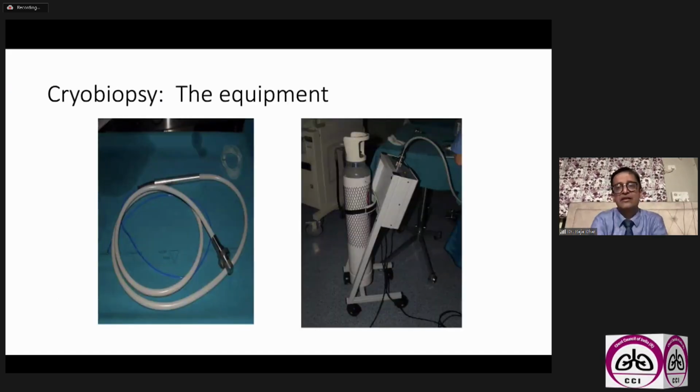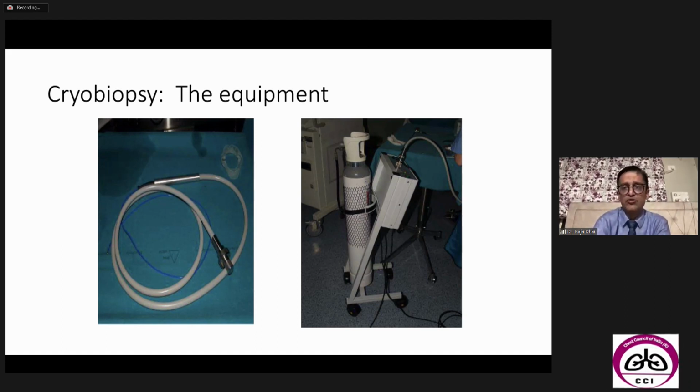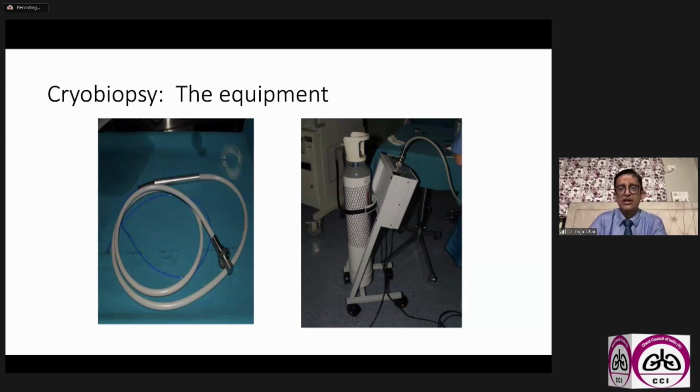So that's the equipment in front of you. And you can see that there are two major parts to it. One is the cylinder along with the actuator. And then you have the probe. The actuator contains gas, the cylinder contains gas, and we are talking about two different types of gases, and we'll come back to this again later on. We're talking about carbon dioxide and nitrogen oxide. So that's what the gases entail.